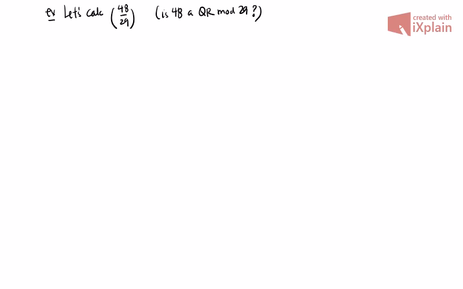So we'll go through this step by step and see what's up. Right? So first, 48 over 29. The first thing we notice is that the numerator is bigger than the denominator, so I can reduce it. So I'm going to reduce 48 mod 29, and we get 19.